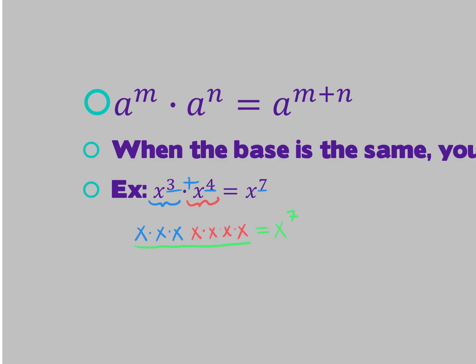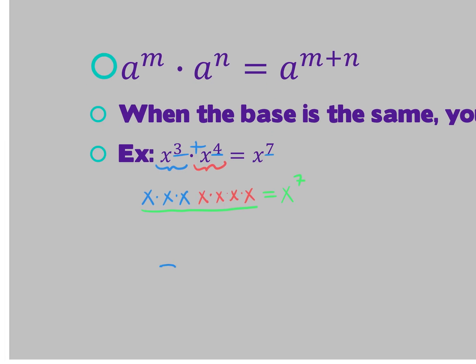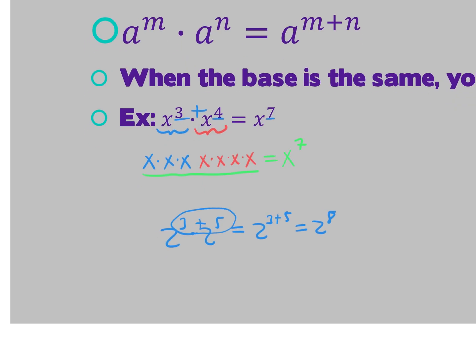All right, and this is the case for anything. Maybe if I had a number like 2 to the power of 3 times 2 to the power of 5, once again, I can just add those exponents. So this is 2 to the 3 plus 5, so 2 to the 8th. And your exponent can be anything as long as the base is the same.